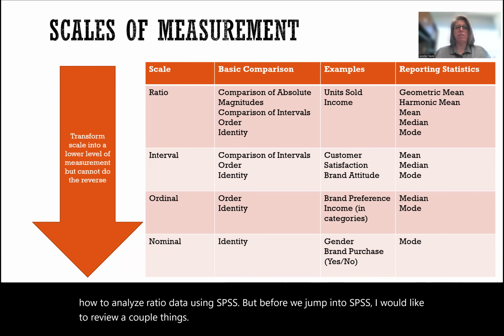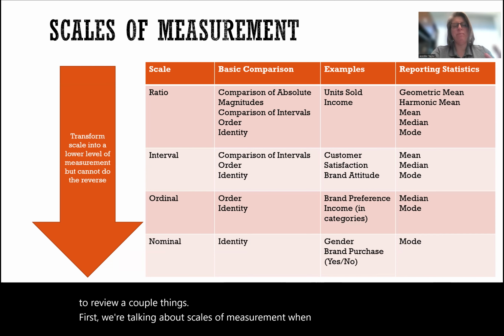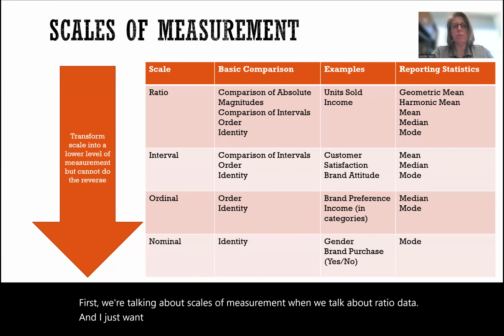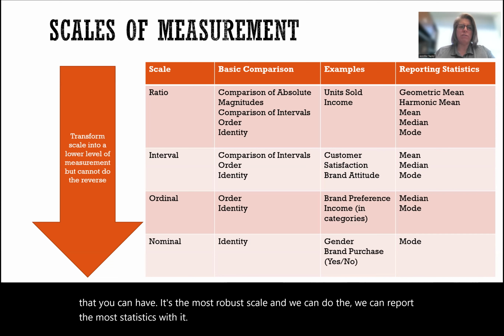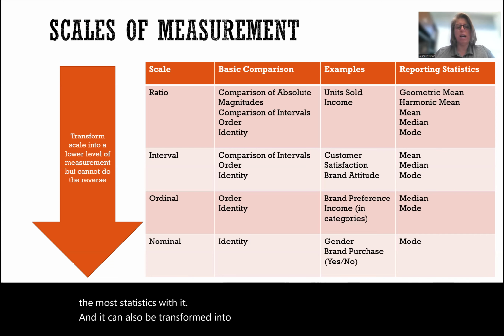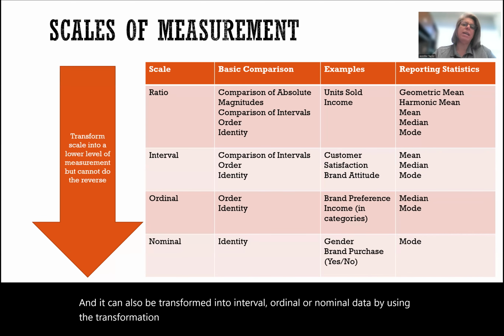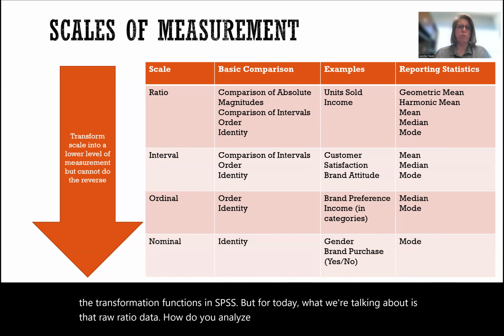First, we're talking about scales of measurement when we talk about ratio data. And I just want to remind you that ratio data is the most robust type of data that you can have. It's the most robust scale, and we can report the most statistics with it. And it can also be transformed into interval, ordinal, or nominal data by using the transformation functions in SPSS. But for today, what we're talking about is that raw ratio data. How do you analyze it, and what are you supposed to report on these measures?